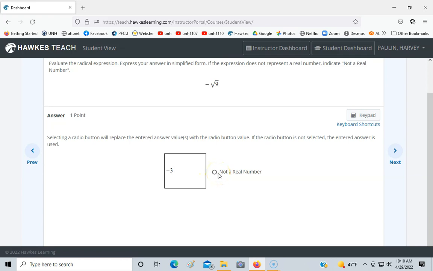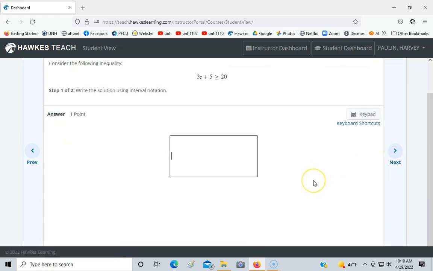Now for the circle here indicating not a real number, if that negative sign was under the radical sign, the square root of a negative 9, that would not be a real number. But again, we're not doing the lesson here. We're featuring the keypad and ways to put answers into the system.